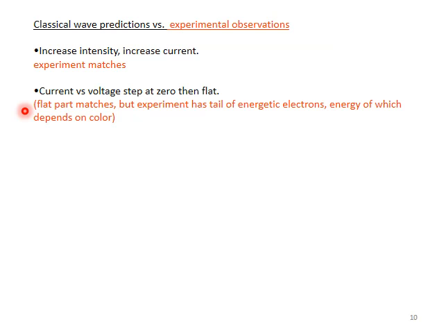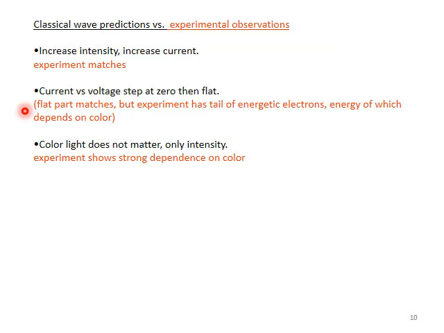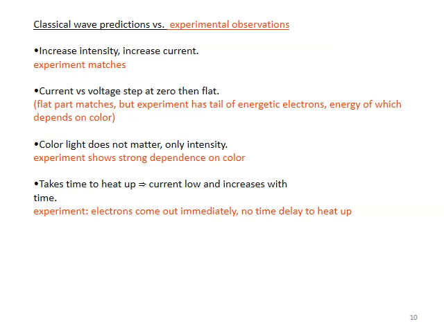The flat part matches, but the experiment has a tail of energetic electrons, the energy of which depends on the color, or the photon's energy. The color of the light does not matter, only intensity is what the classical theory predicts. The experiment shows a strong dependency on color. For the time delay, classically the current is low at first, and then increases with time as the metal heats up. In the experiments, electrons come off immediately. There's no time delay to heat up.